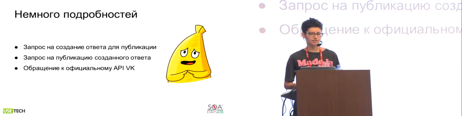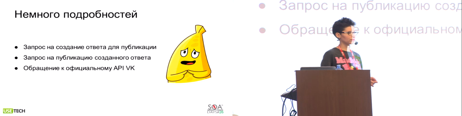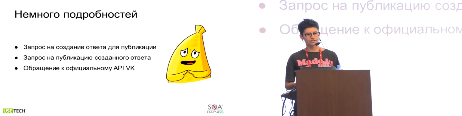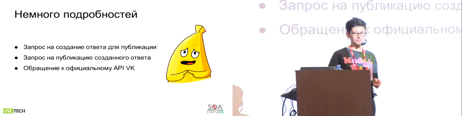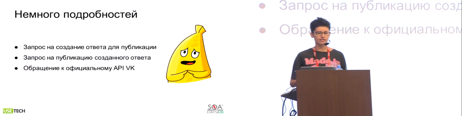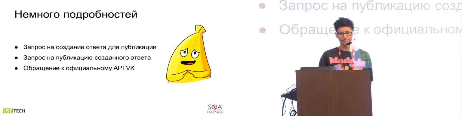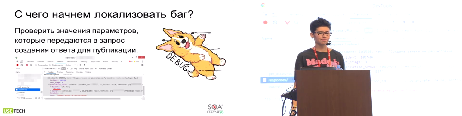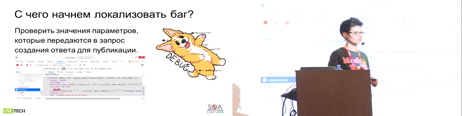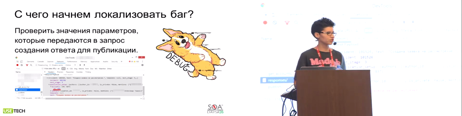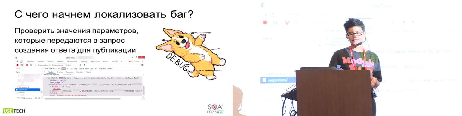So what happens when a user tries to publish an answer? First, a request is sent to create the answer. Then there is another request to publish the answer, and you go to the official API VK. So we need to know when the error occurs. Testers have access to browser development tools.